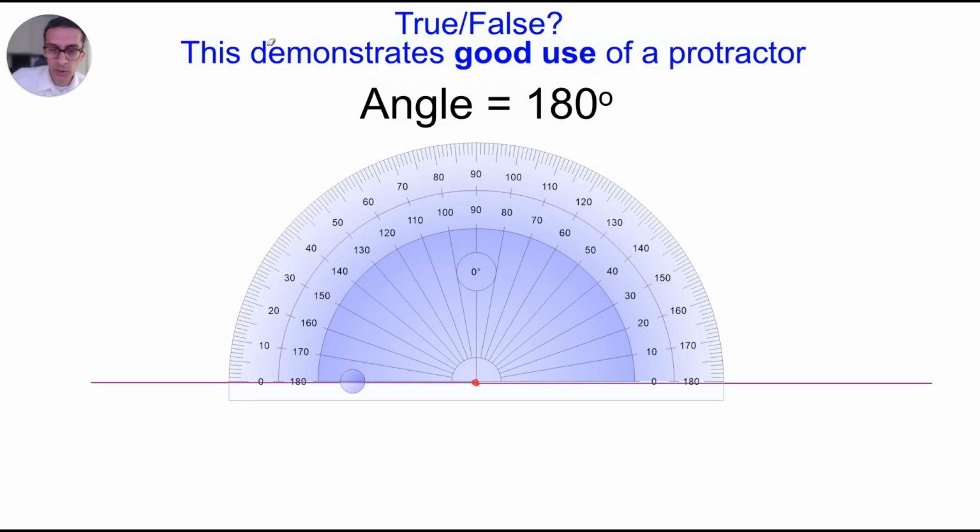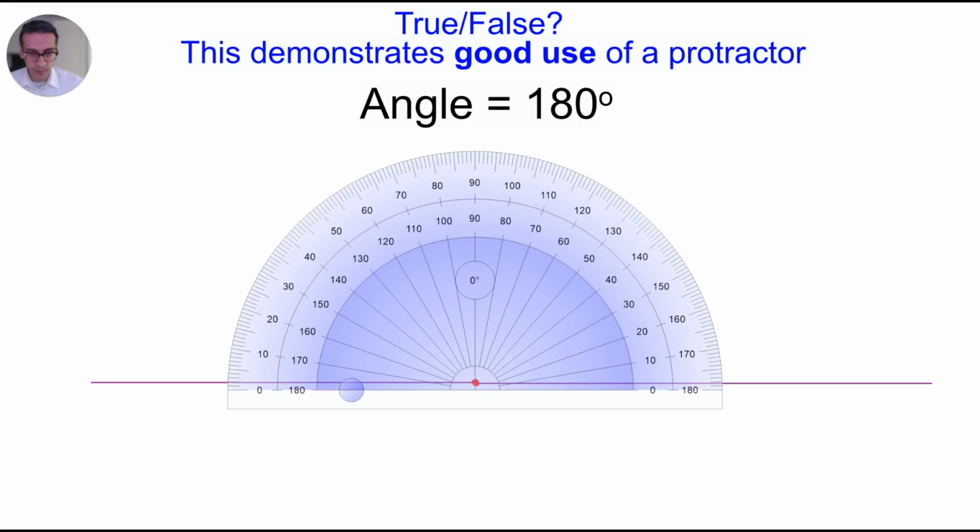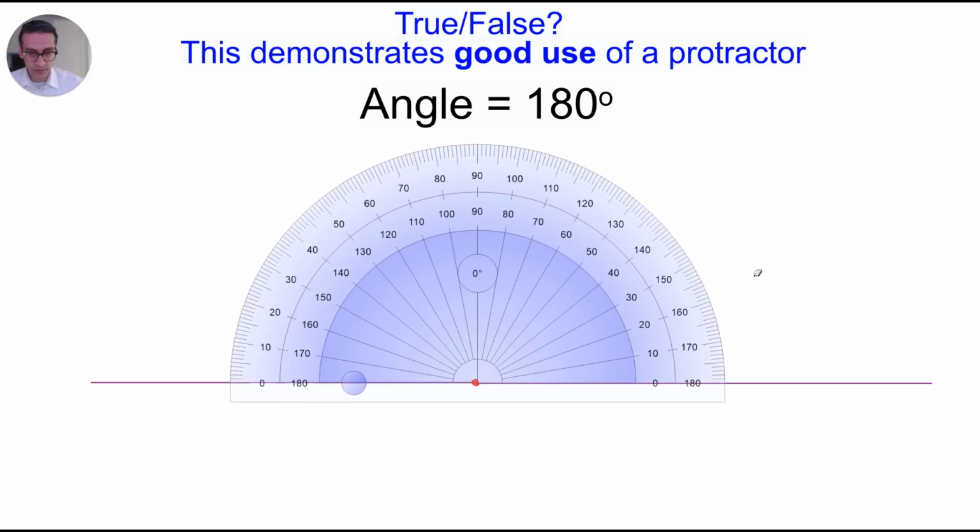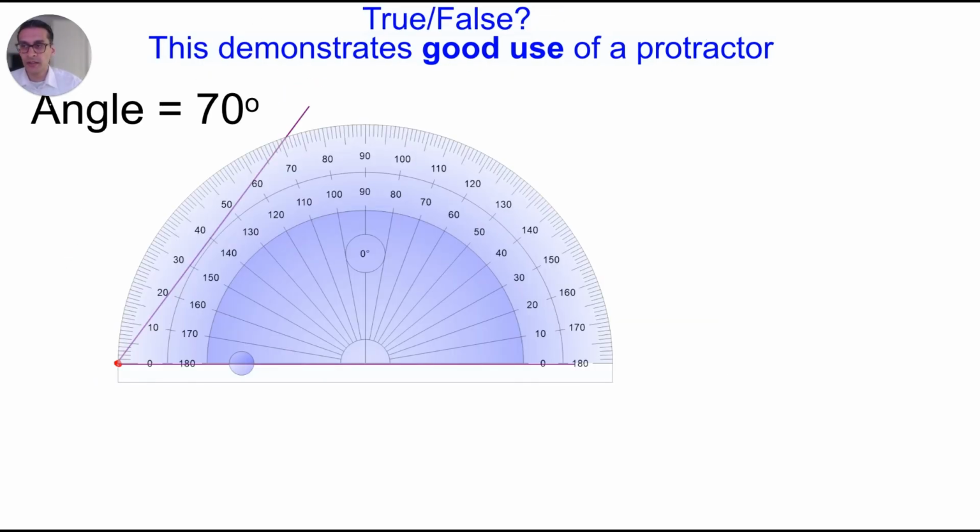Okay, next example. Is this a good way to measure this angle here? So the baseline is lined up. I can see it's a straight line 180, so I'm going to say yes, this is correct. How about this example here? Not a common mistake, but definitely not good use of a protractor.